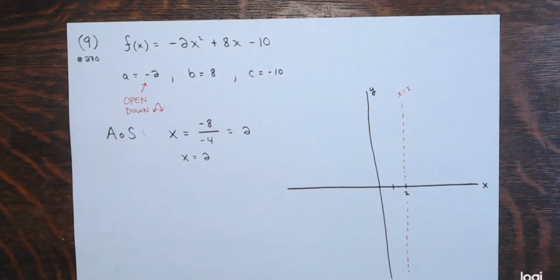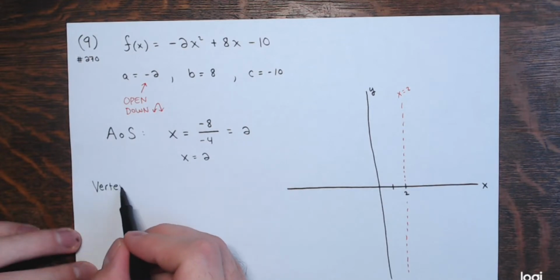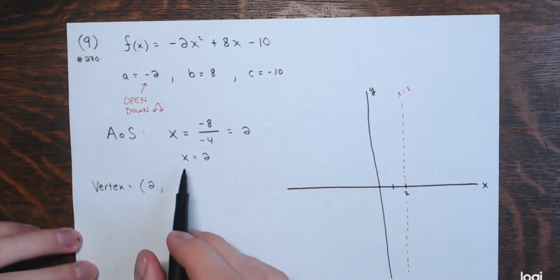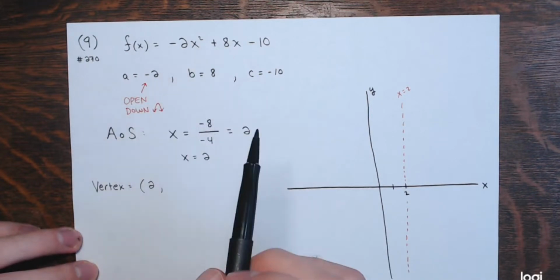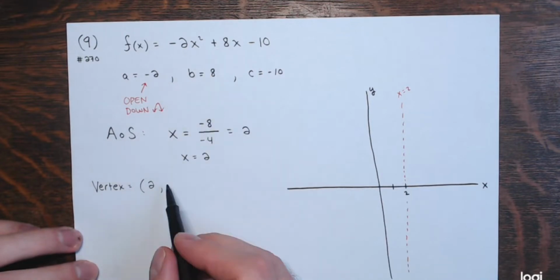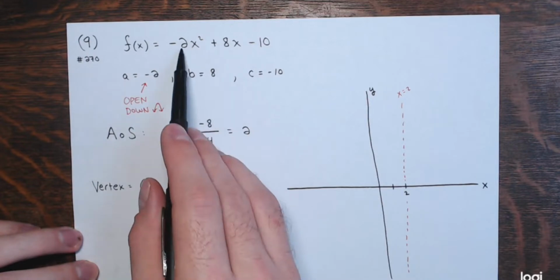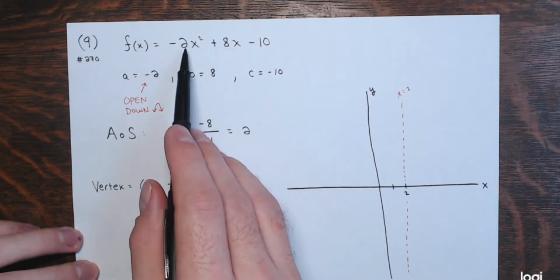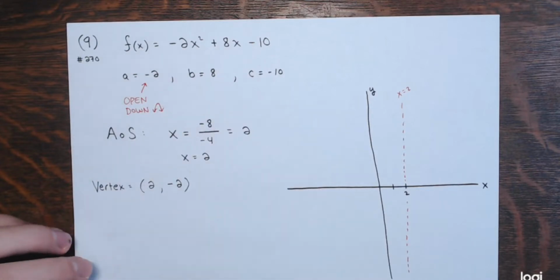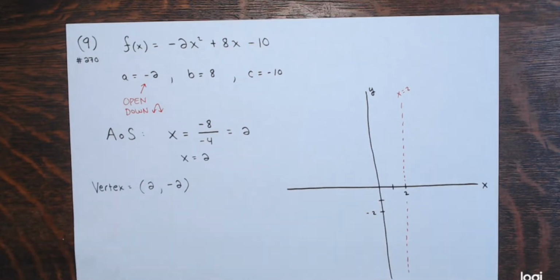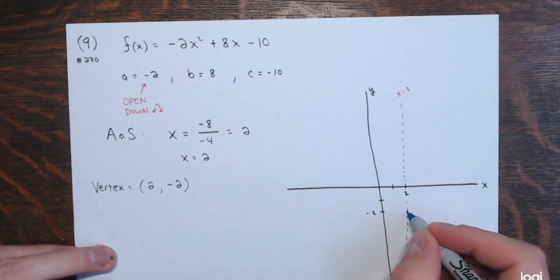Now the vertex, the point of the parabola on the axis of symmetry. Well, it's going to have an x-coordinate of 2, and the y-coordinate is what I get when I plug in and get an output. So it's -2. 2 squared is 4, -2 times 4 is -8, 8 times 2 is 16, -8 plus 16 is 8, minus 10 is -2. So input 2, output -2. So here's the vertex, 2, -2.